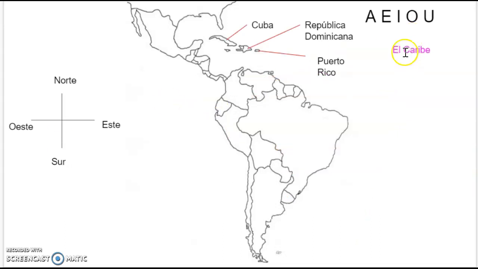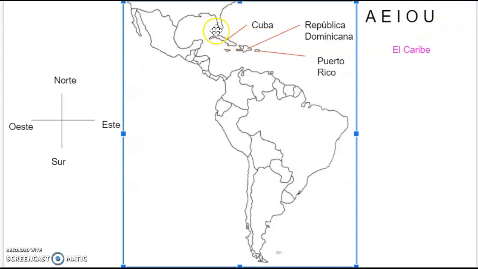Okay, then we have El Caribe, the Caribbean, El Caribe. In the Caribbean, there are 3 countries that speak Spanish, kind of. Cuba, so in inglés se dice Cuba, pero en español esta letra hace el U, el sonido de U. Cuba. Cuba is very close to the United States. It's 90 miles from Miami to Cuba, Miami, Florida to Cuba.